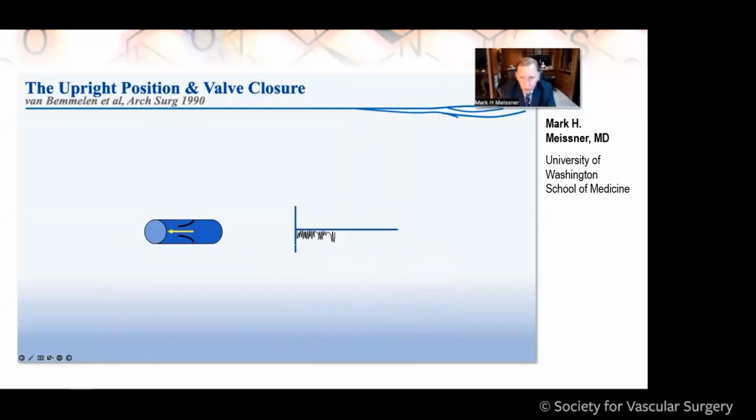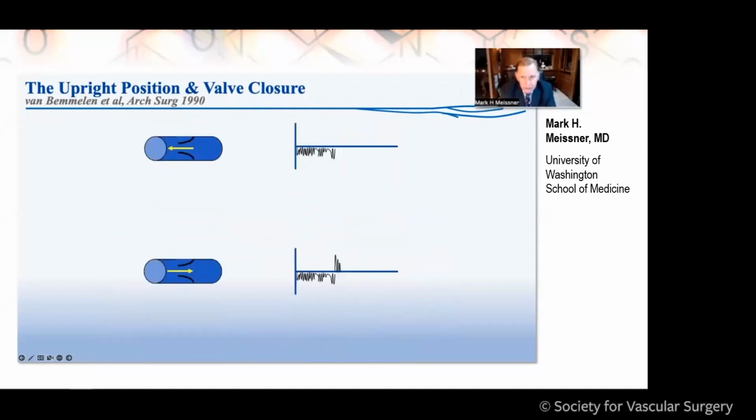To understand what went wrong, we must have some understanding of the mechanism of valve closure. With normal antegrade flow, the venous valves are open, as shown here. Valve closure is initiated by reversal of the normal transvalvular pressure gradient.